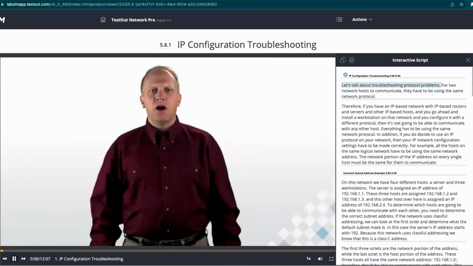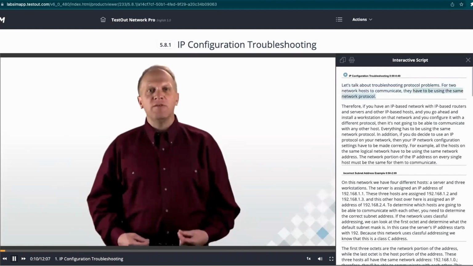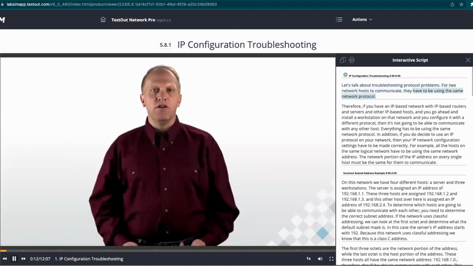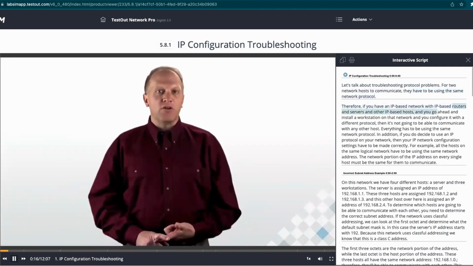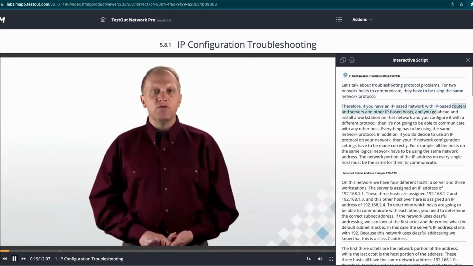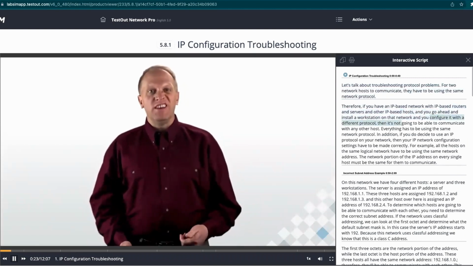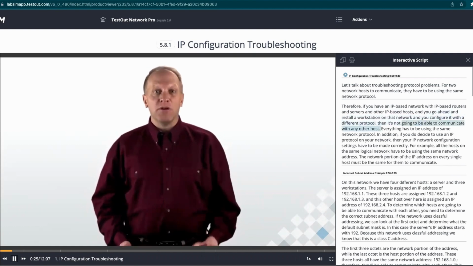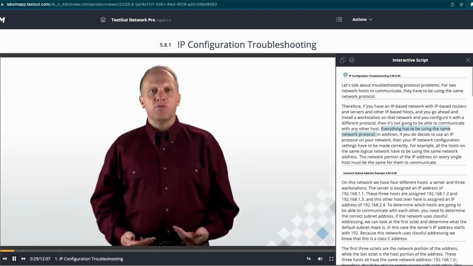Troubleshooting protocol problems. In order for two network hosts to communicate, they have to be using the same network protocol. Therefore, if you have an IP-based network with IP-based routers and servers and other IP-based hosts, and you install a workstation on that network and configure it with a different protocol, then it's not going to be able to communicate with any other host. Everything has to be using the same network protocol.